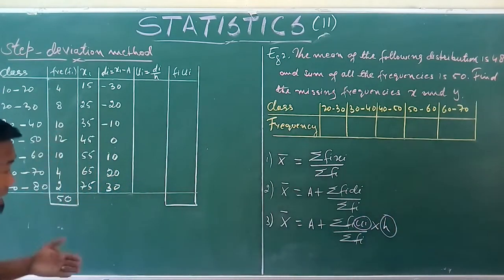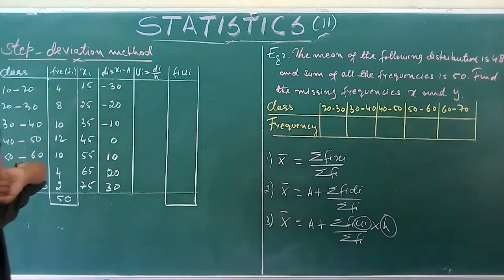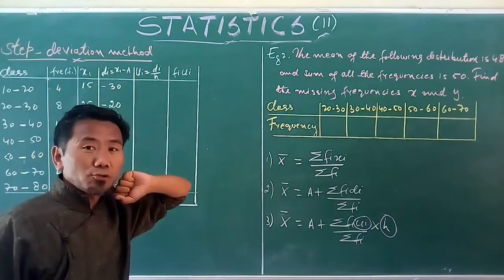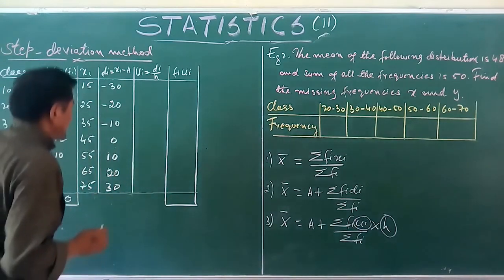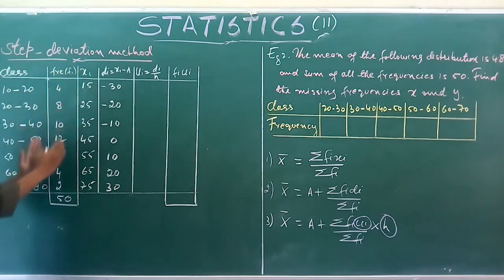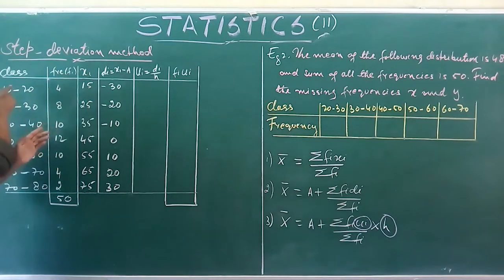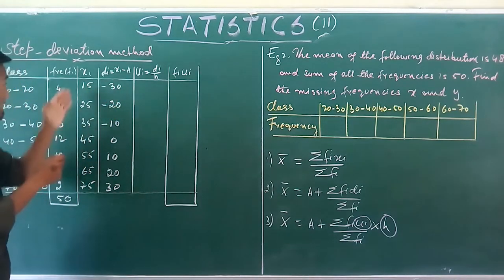Third method now. This is the class interval and the frequency, and these two are given. And where we get this x, the middle value of this class interval. And then di is equal to x minus the assumed mean.